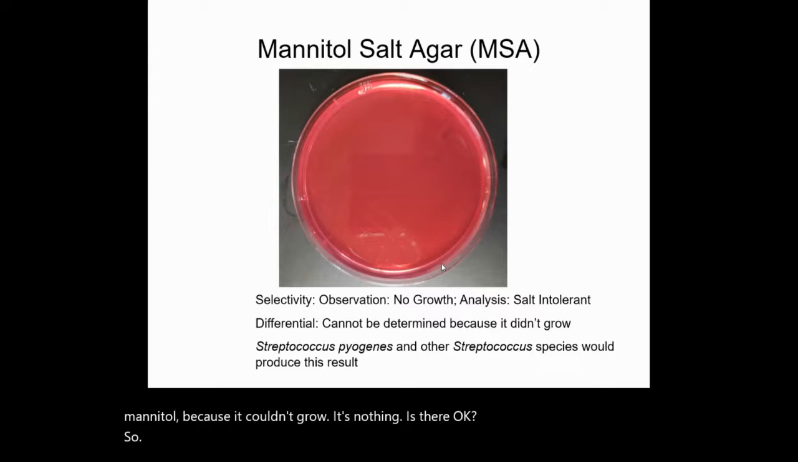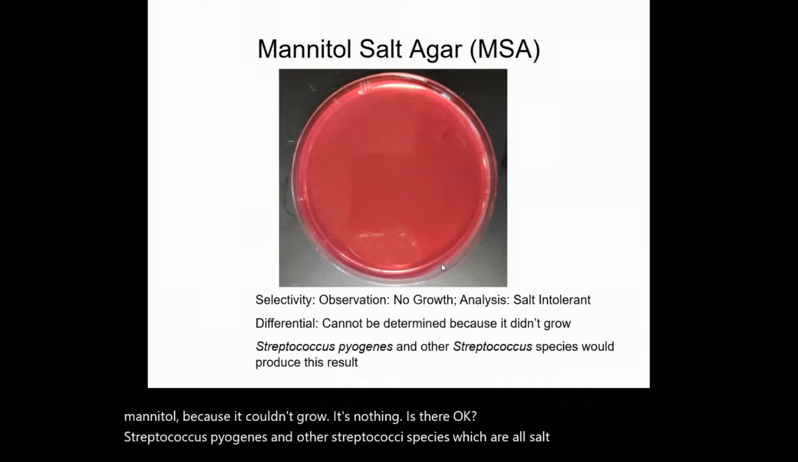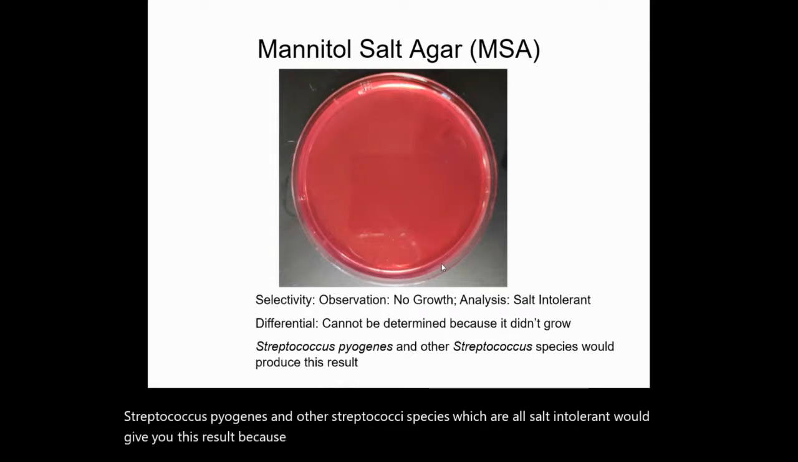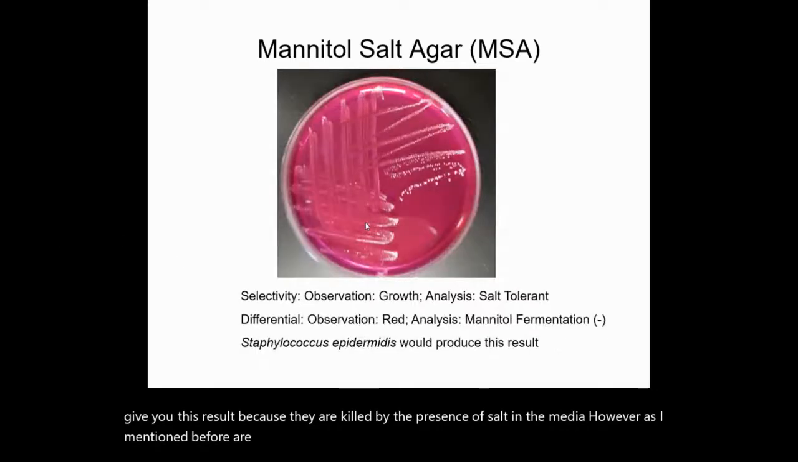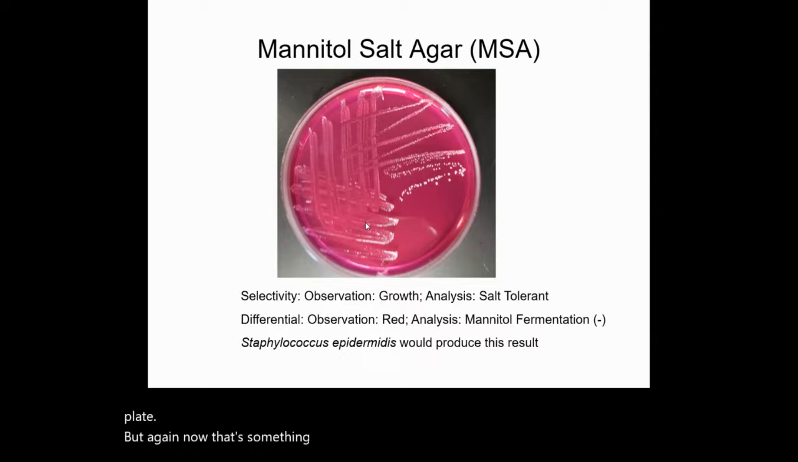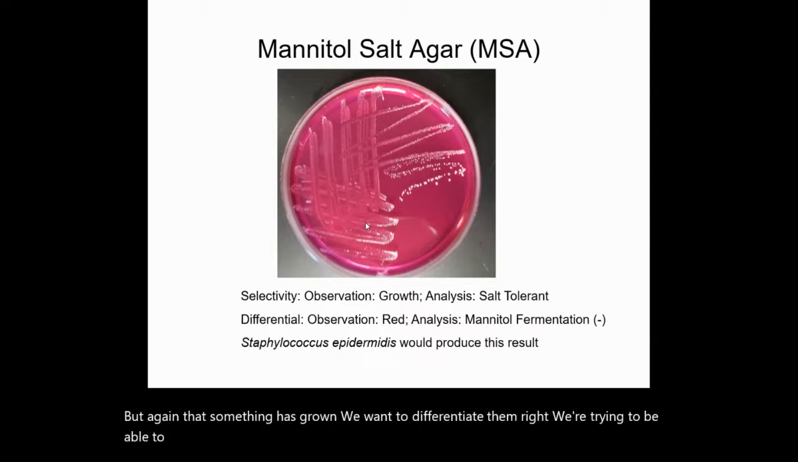So Streptococcus pyogenes and other streptococci species, which are all salt intolerant, would give you this result because they are killed by the presence of salt in the media. However, as I mentioned before, our staphylococci are salt tolerant, so you are going to get growth on the plate. But again, now that something has grown, we want to differentiate them, right? We're trying to be able to differentiate our staphylococci species.